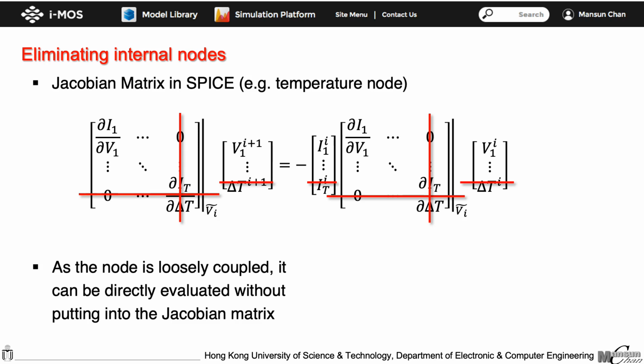Fortunately, the entries to the Jacobian matrix can be obtained easily by a function call to the SPICE numerical integration method. For example, when a backward-Euler integration method is used, the actual equation used to calculate the temperature increment at the I+1 iterations is given by the expression here.